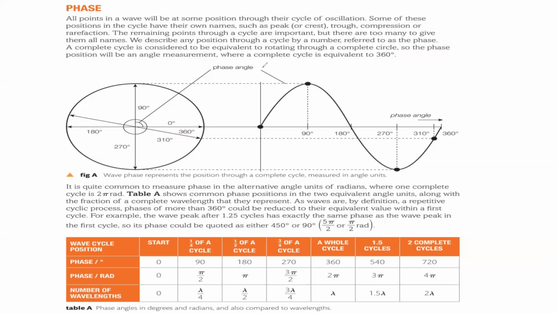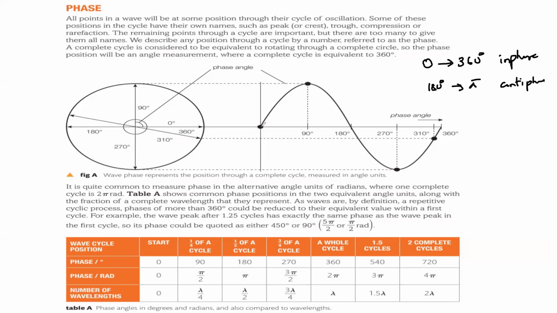For example, if two particles have a phase difference of either 0 or 360 or 2 pi radian, we call them in phase. And if the particles have a phase difference, an angle difference, of 180 or pi radian, we call them antiphase. So for example, say this is a wave. The phase of the wave is like categorizing the wave in terms of the angle.